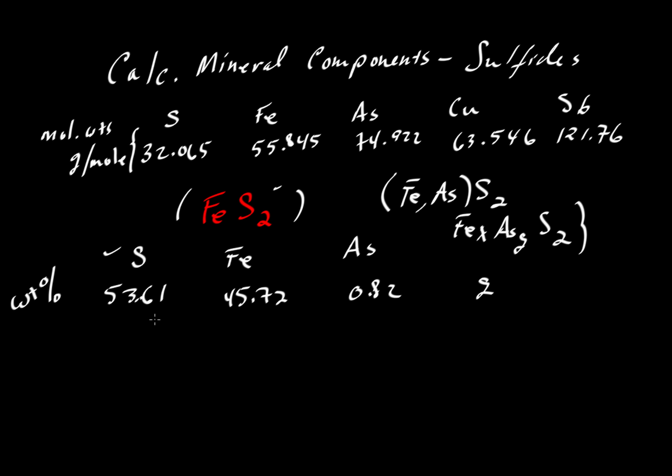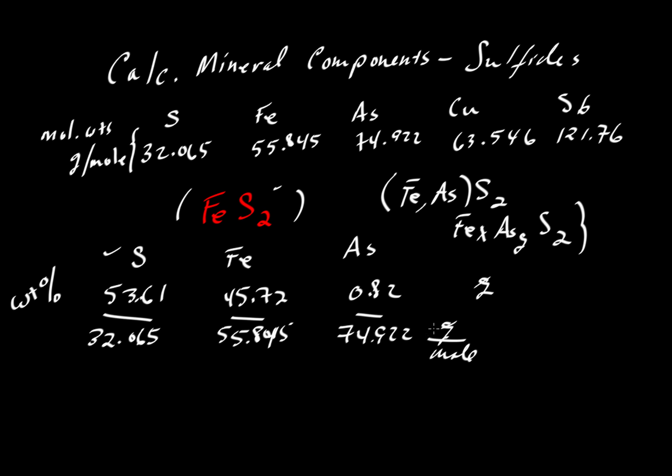Well, the way to get the molecular or atomic proportions is to divide by the molecular weights. So we'll take these weight percents. Let's just say they're in grams. These are the molecular weights in grams per mole. Sulfur would be divided by 32.065, and iron by 55.845, and then arsenic by 74.922. These are all in grams per mole.